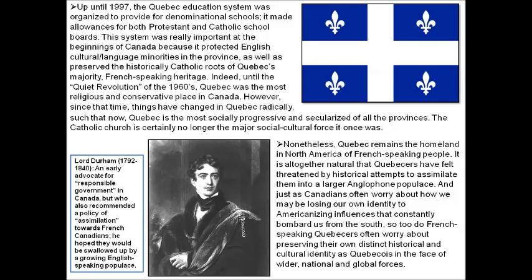This system was really important at the beginnings of Canada because it protected English cultural language minorities in the province, as well as preserved the historically Catholic roots of Quebec's majority French-speaking heritage. Indeed, until the Quiet Revolution of the 1960s, Quebec was the most religious and conservative place in Canada. It was a bastion for the Catholic Church too, right?